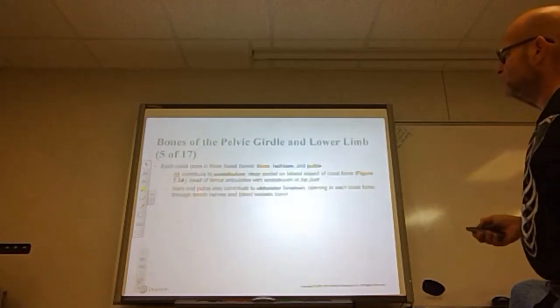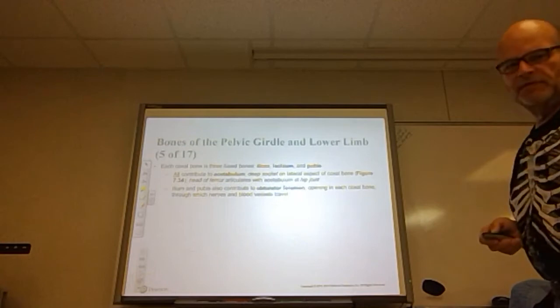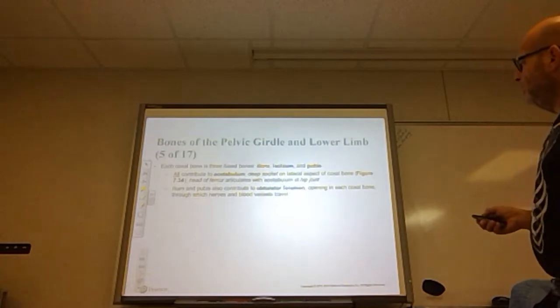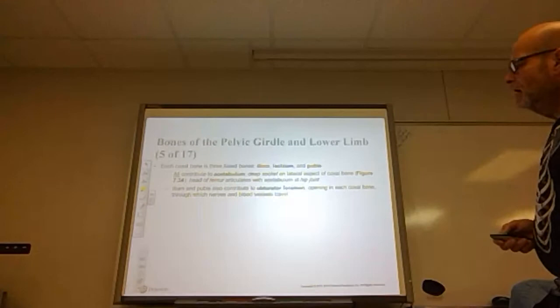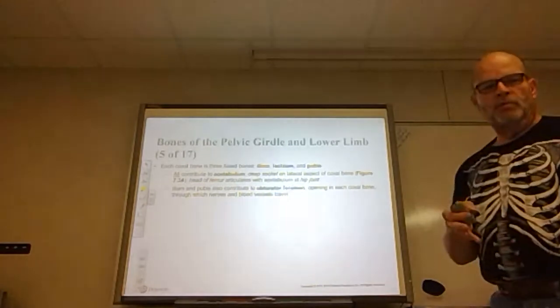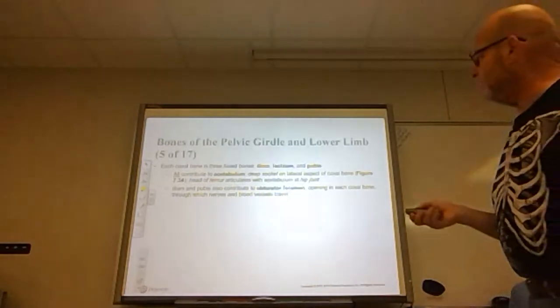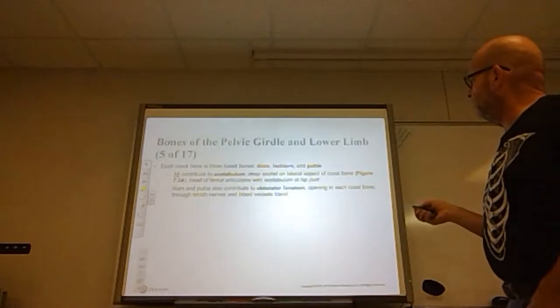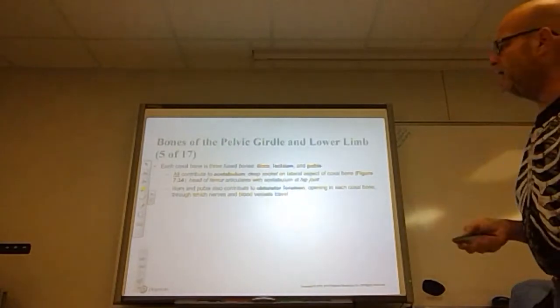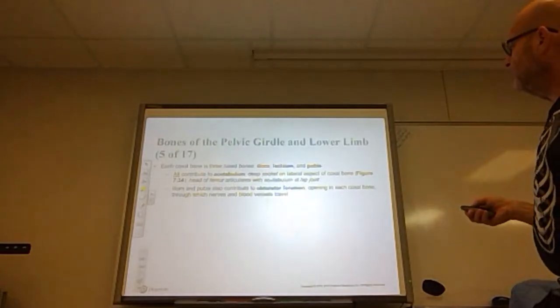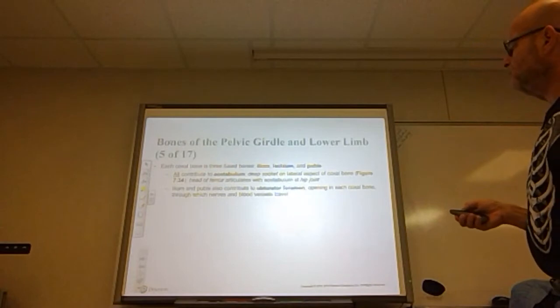Each coxal bone is 3 fused bones. I mentioned this the other day in class, that the ilium, the ischium, and the pubis, when you're born, when you're a toddler, when you're up into your teens, you still have 3 independent bones. You get to be my age, those bones are completely fused to form the coxal bones.